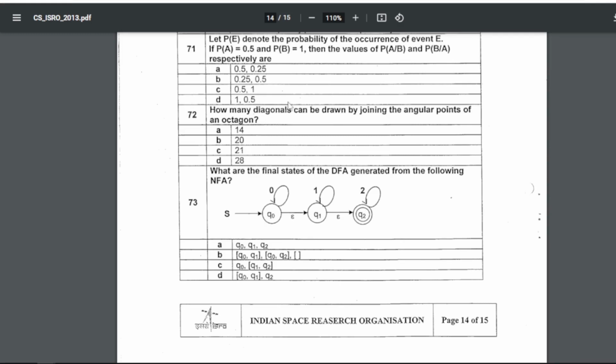Now but each diagonal is double counted, right? So there are 20 diagonals in a regular octagon. So 20, that is B, will be our answer.